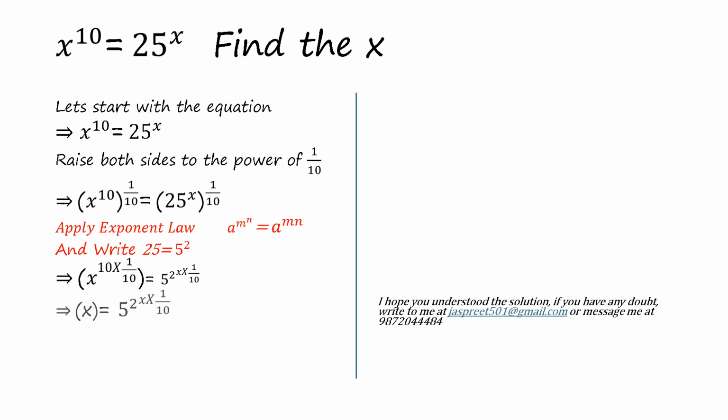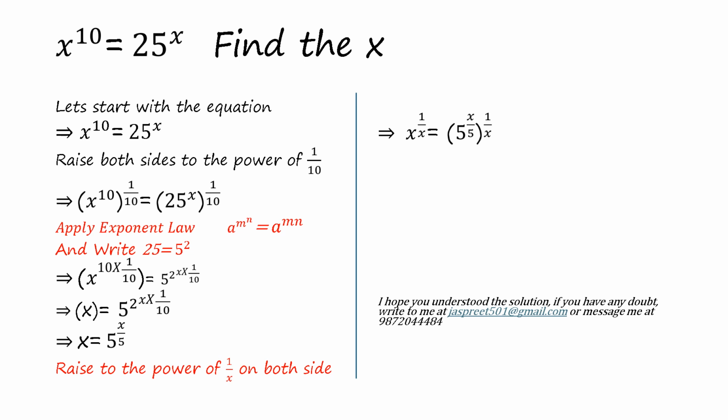Now, it is simplified to x equals 5 to the power of x upon 5. Now, we raise both sides to the power of 1 upon x. X to the power of 1 upon x equals 5 to the power of x upon 5 to the power of 1 upon x. Simplifying the exponents, we get x to the power of 1 upon x equals 5 to the power of 1 upon 5.